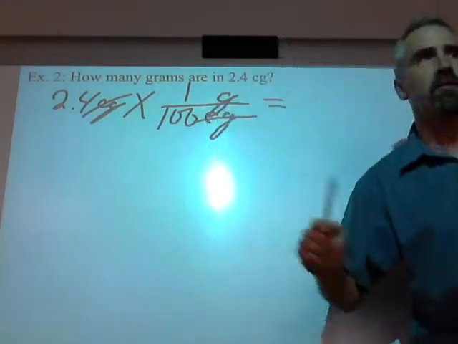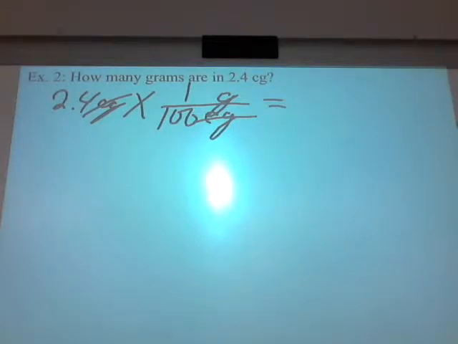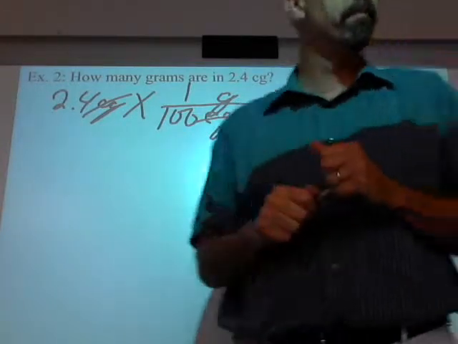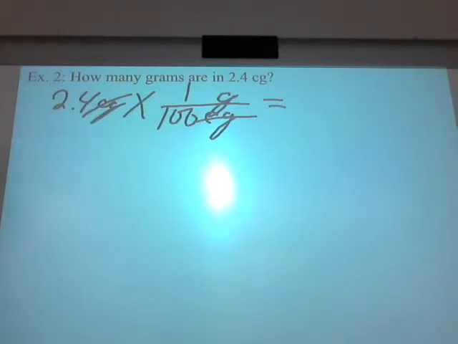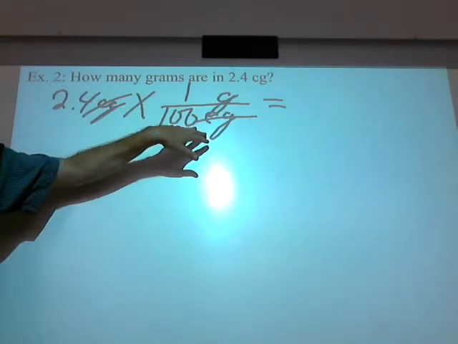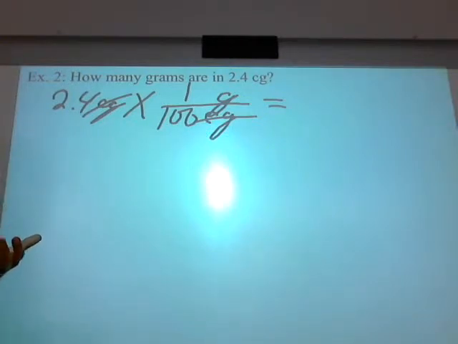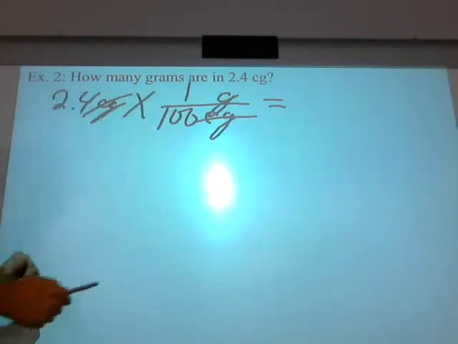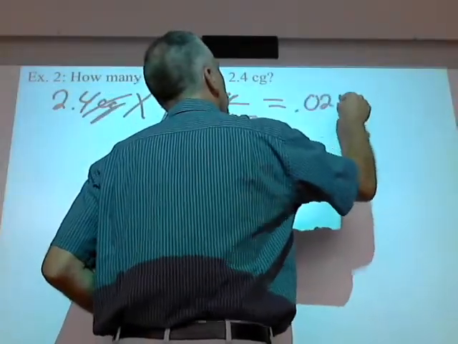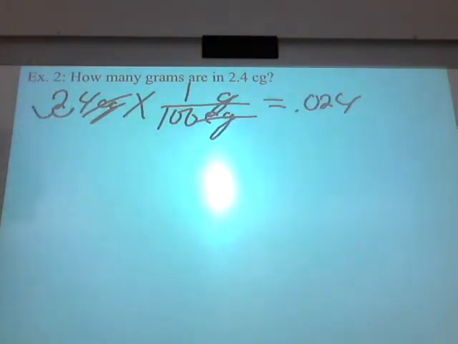Now I know how many places I'm going to move this. How many places am I going to move it, Brendan? 2, because I have 2 zeros, right? And which way, bigger or smaller, since that 100's on the bottom now and I'm dividing? What do you think, Sarah? Bigger. When you divide an apple into pieces, do the pieces get bigger or smaller? Smaller. So if it's on the bottom, I'm dividing, so I'm going to make this smaller. So it's going to be 0.024. See, I just move it over 2 spaces, 1, 2.